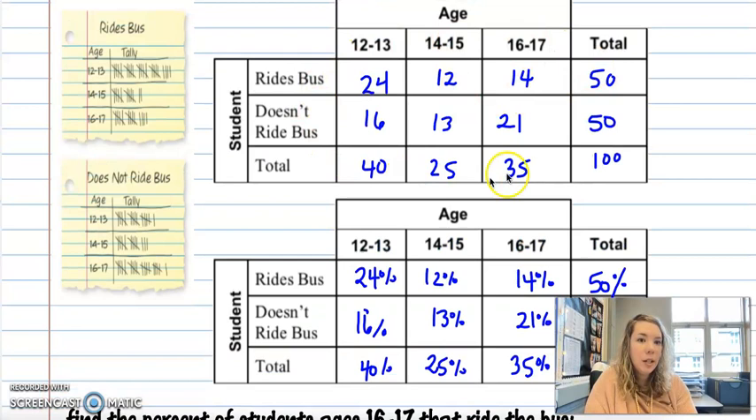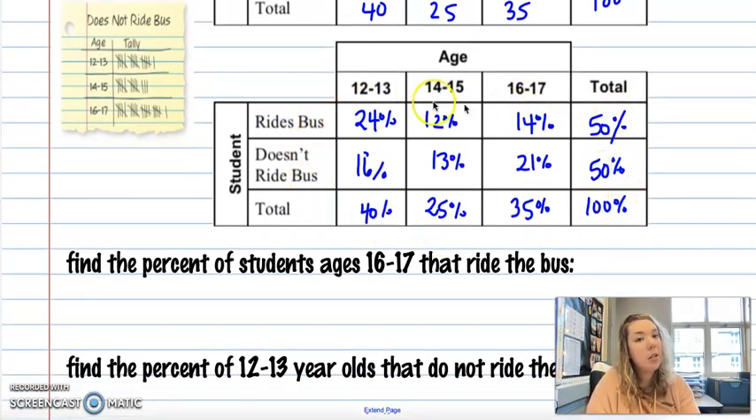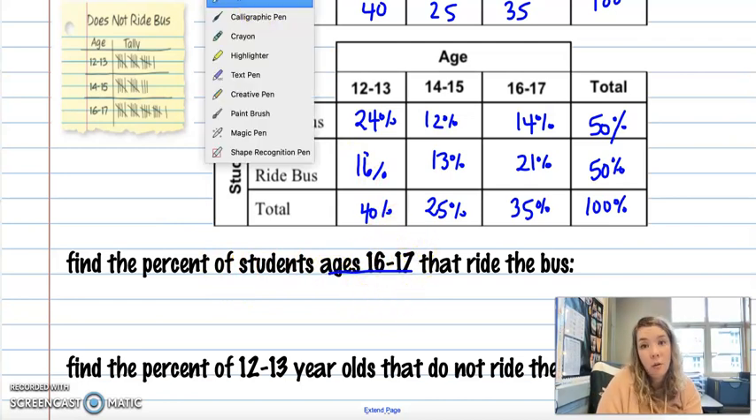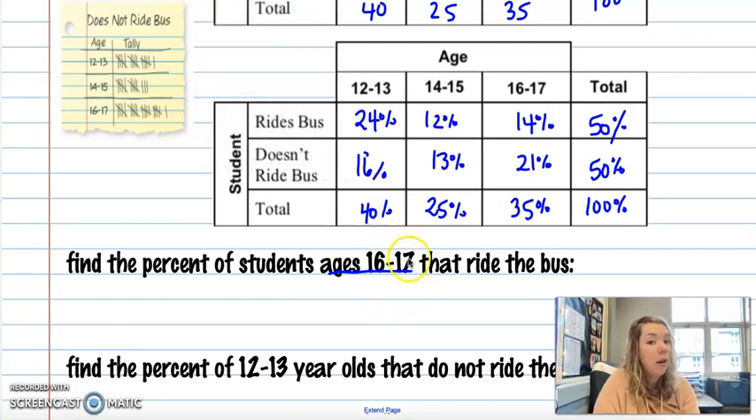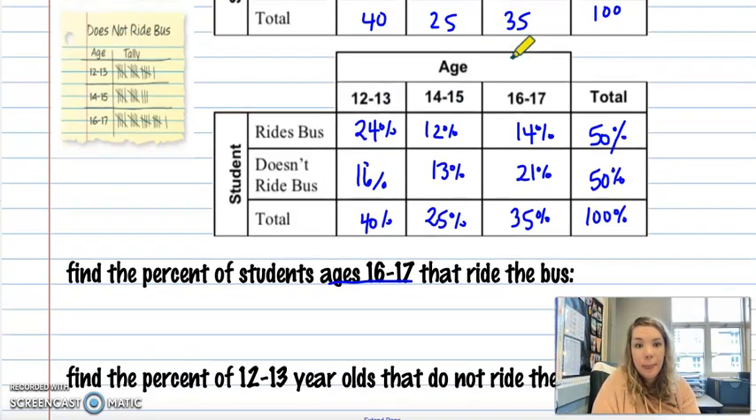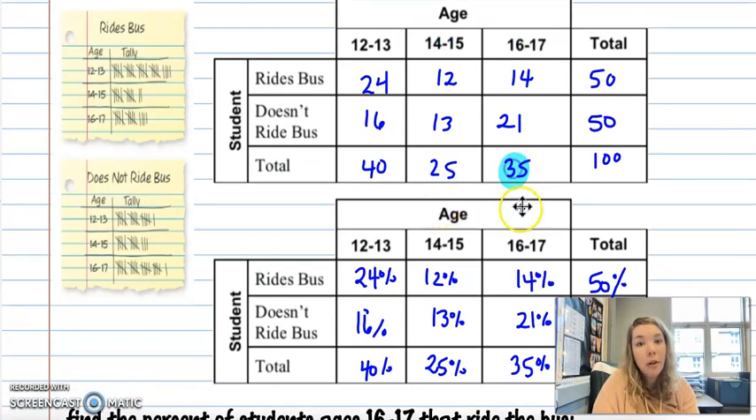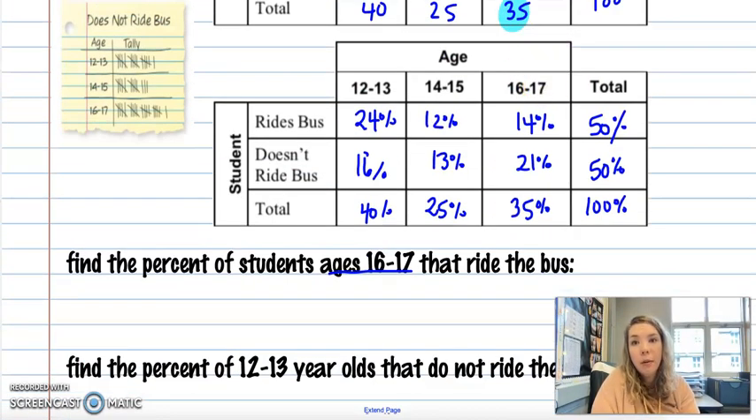All right, so again, this is our frequency table. This is our relative frequency table, but because the grand total was 100, they really look the same. And then it says, find the percent of students ages 16 to 17. So this is going to be one of those where we're going to use the 16 to 17 total because it doesn't say of bus riders or of students. It says students ages 16 to 17. So we want 30 out of 35, 14 ride the bus. So we would take 14 divided by 35 times 100 is 40%.